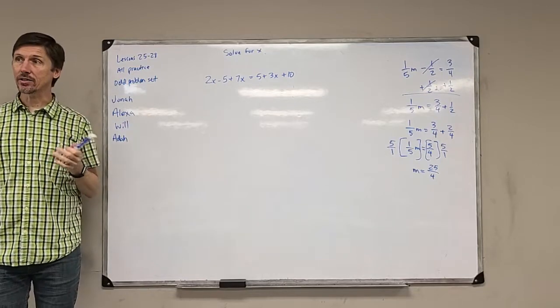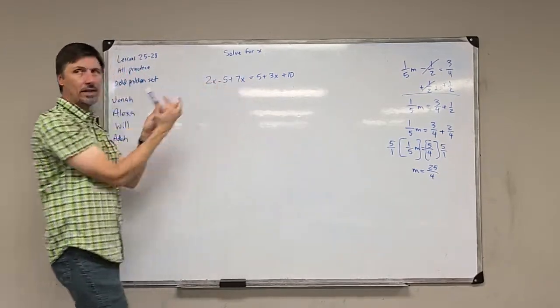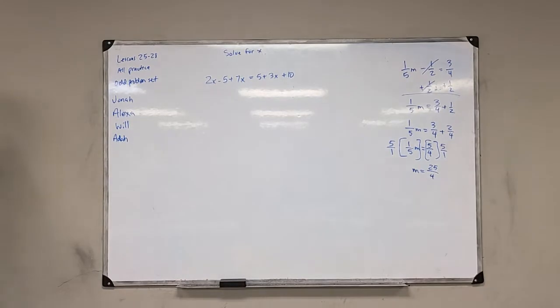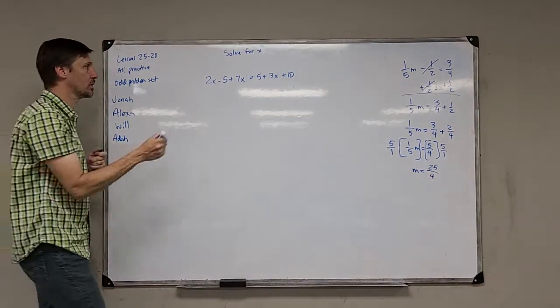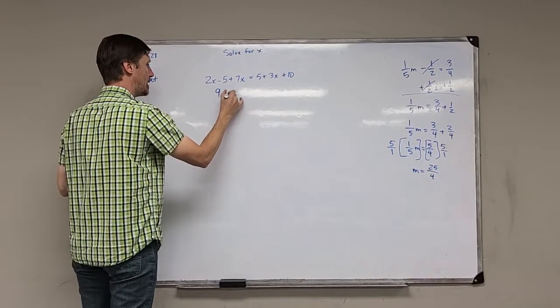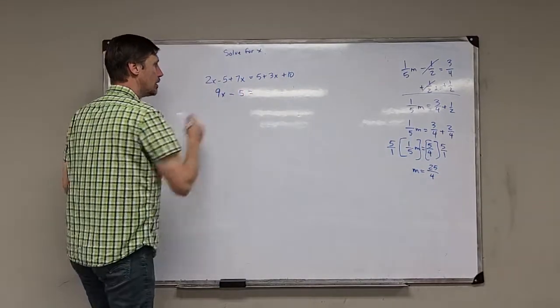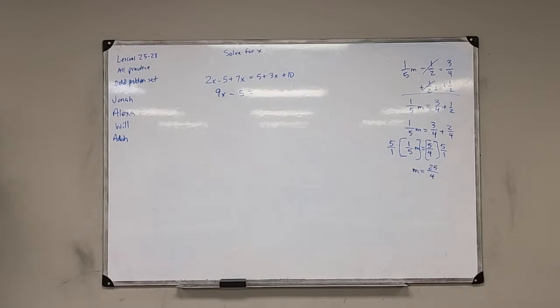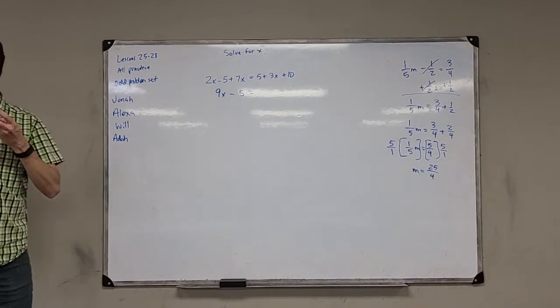We're combining like terms. So we look on the left side and we say, do we have any like terms on the left side? Yes, we do. 2x and 7x are like terms, so we're going to add that. 2 plus 7 is 9, so this is going to be 9x minus 5. What about the right side? Do we have any like terms on the right side? Liam? The 5 and the 10. So that's going to be 15.